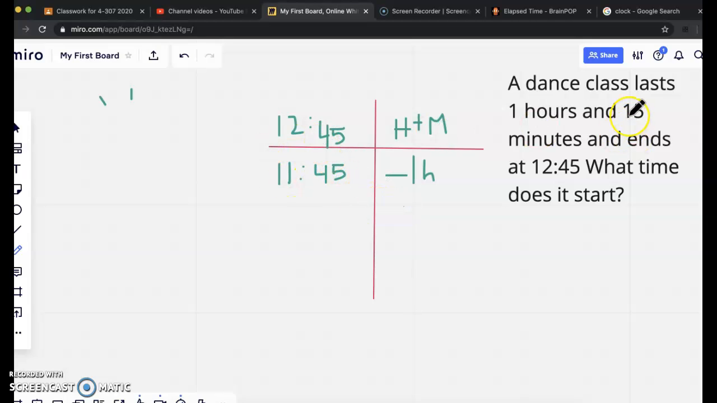Let's keep the 11. Now we have to minus 15 minutes. Let's break 15 apart so that we don't have to do too much work. 15 is 10 plus 5. So let's do 10 first because it's bigger. Minus 10 minutes. Forty-five minus 10 is 35. That's just counting by tens. And we keep the 11 because we're only working in the minutes right now. Now minus 5. Thirty-five minus 5 is 30.